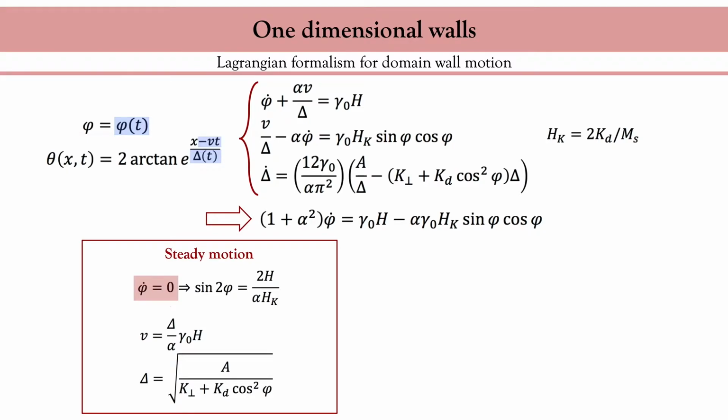Therefore, the domain wall velocity and width can be obtained explicitly. Most importantly, the velocity is inversely proportional to the magnetic damping, which is a characteristic feature of the steady motion.